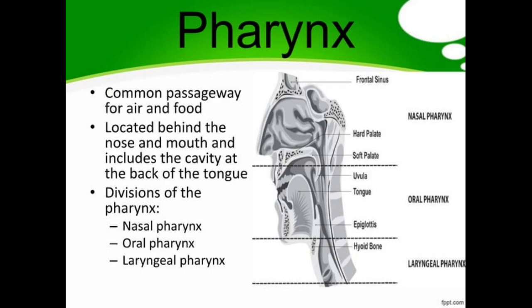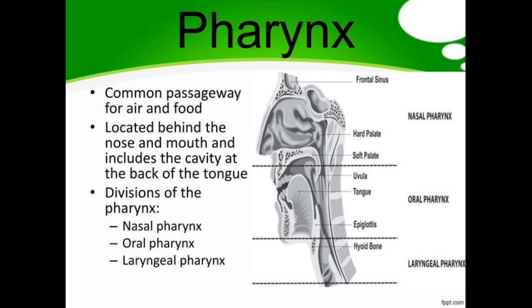The oropharynx is the middle part of the pharynx, located behind the oral cavity. It connects the mouth to the throat and allows food, liquids, and air to pass through. It also contains lymphatic tissue, such as the tonsils, which help fight infections. The oropharynx also contains important structures for speech and swallowing, such as the soft palate, the uvula, and the tongue.